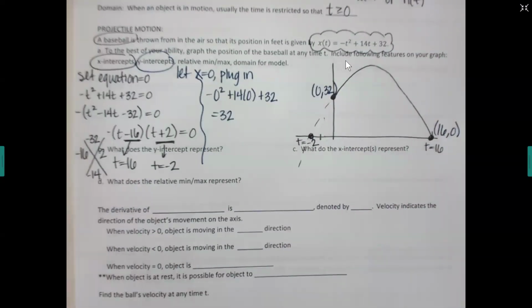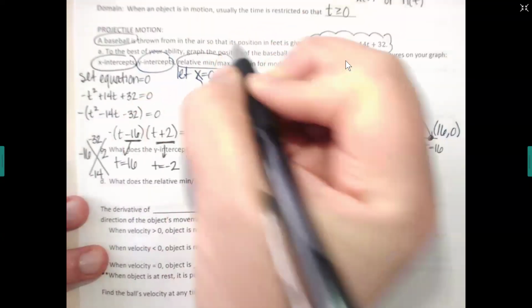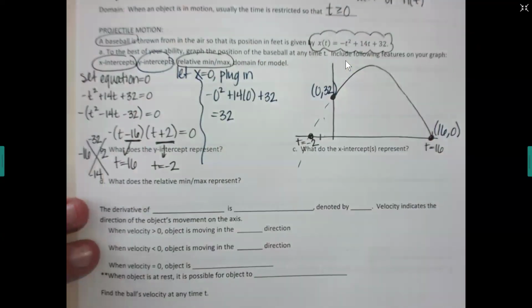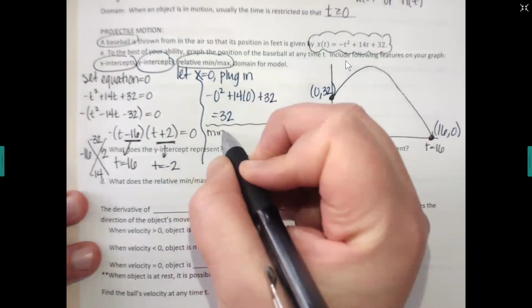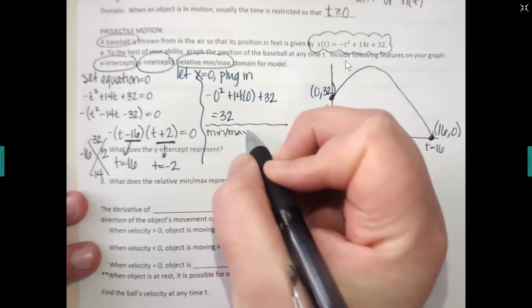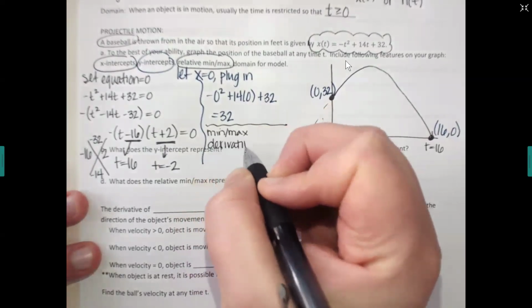Okay. One other feature we're asked to find is the min or max. And for a min or max, you learned how to find this in semester 1. Do you remember we take the derivative and set it equal to 0? You remember that to find a min or max? Okay, so let's go ahead and do that now. So for our min or max, we're going to take the derivative and then set it equal to 0.